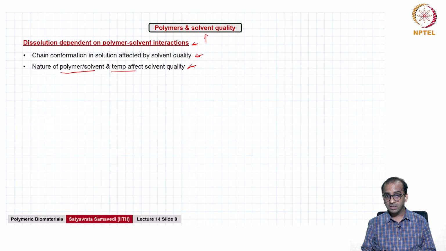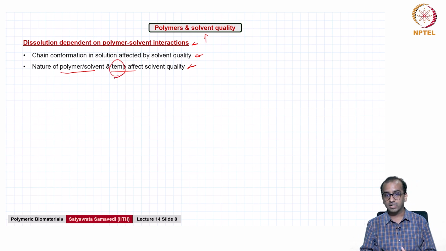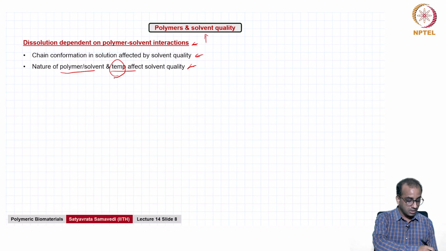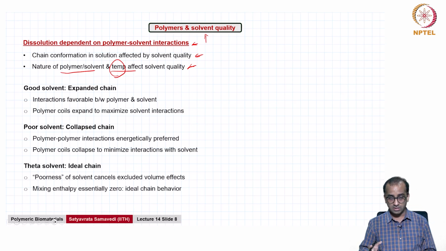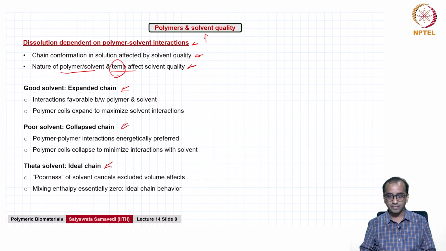So, we see here that not only do you have to account for intrinsic polymer solvent interactions, but you also have to keep track of temperature, as that can also affect the solvent quality, as we will see very shortly. You can now use our understanding of polymer solvent interactions to largely classify solvents into three types. This is a simplified picture for this course for our understanding, where you can talk about a good solvent, you can talk about a poor solvent, you can talk about a theta solvent.